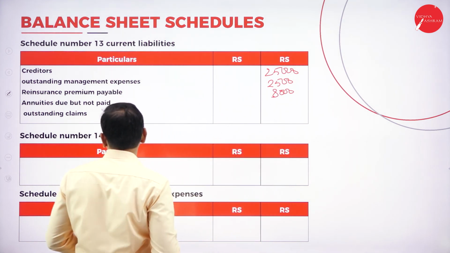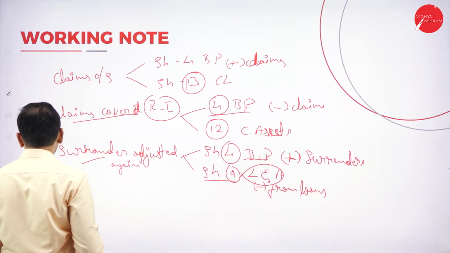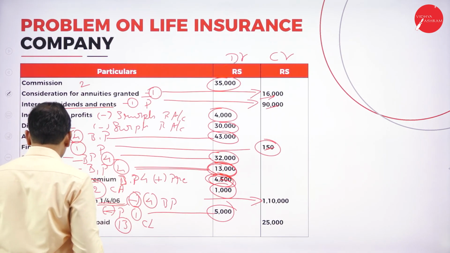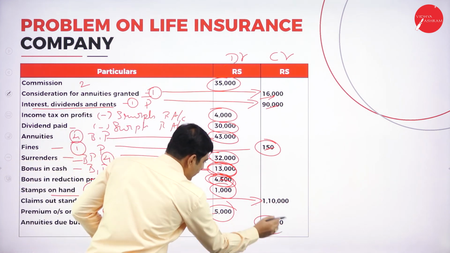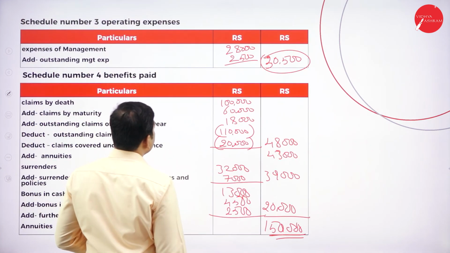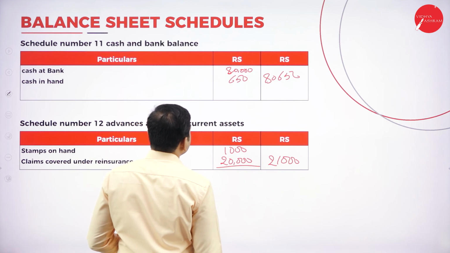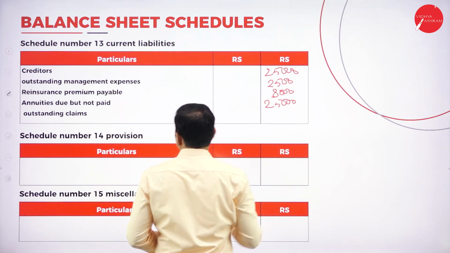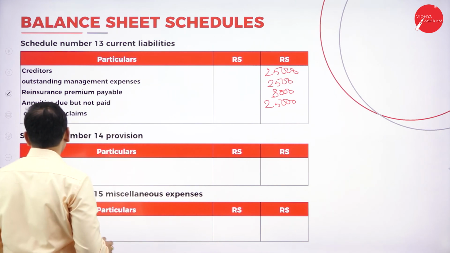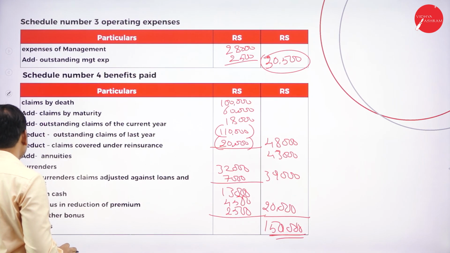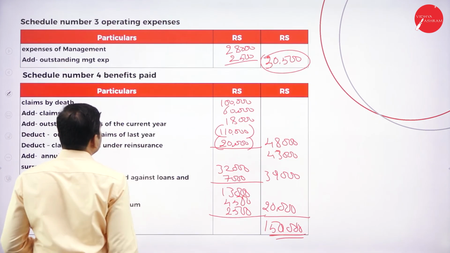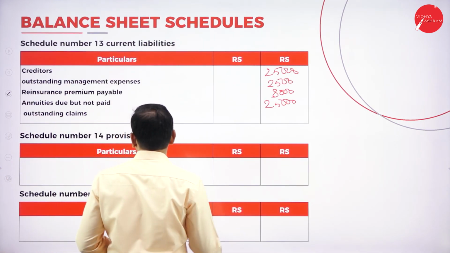So write reinsurance premium 8,000. Again, due but not paid. It is a trial balance item. And due but not paid is 25,000. Trial balance item 25,000. Again, outstanding claims. Outstanding claims of the current year, it is an adjustment. Outstanding claims is 18,000.